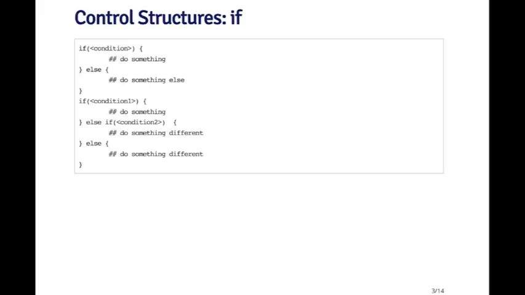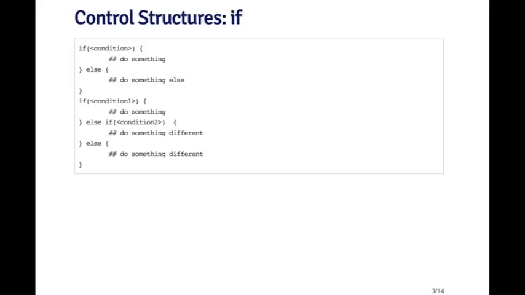So the first structure is if. This is the if combined with else, which allows you to test logical conditions and to let the R program do something depending on whether or not that condition is true or false. So if the condition is true, then you do something, else you do something else. That's a typical kind of construct.